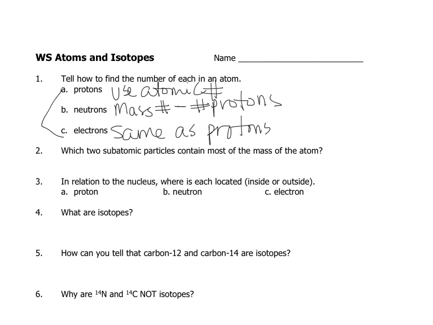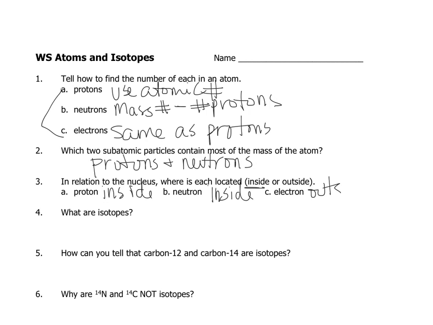The two subatomic particles that have most of the mass of the atom, in the notes we said that that's protons and neutrons, and that electrons are so light, they're negligible. We practically ignore them when we do the mass of each atom. We said that two particles are inside the nucleus, so that's protons and neutrons, and that electron clouds are outside, and we call that the electron cloud.